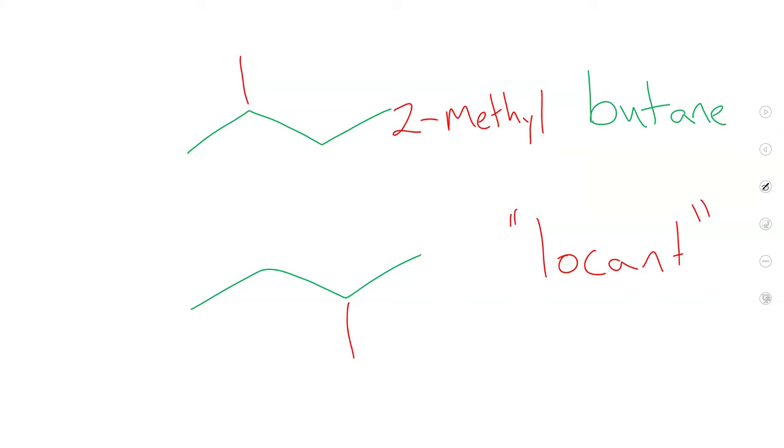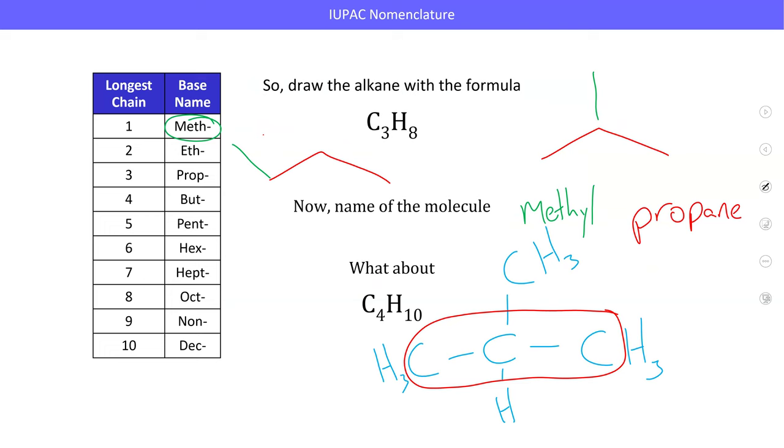So the key with these locants is we want to keep them as low as possible. So here's four carbons in a row as our longest continuous carbon chain, it doesn't matter which end of the chain we start counting from. So 1-2 or 1-2. So in this case, 2-methylbutane, the 2 is actually unnecessary. So you could just call it methylbutane. We're going to keep doing more practice with this.